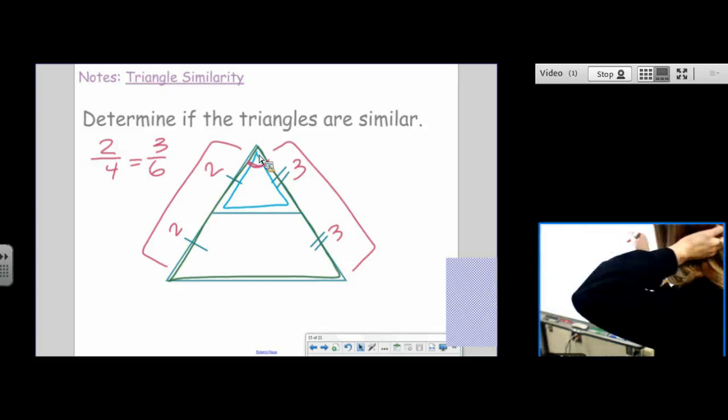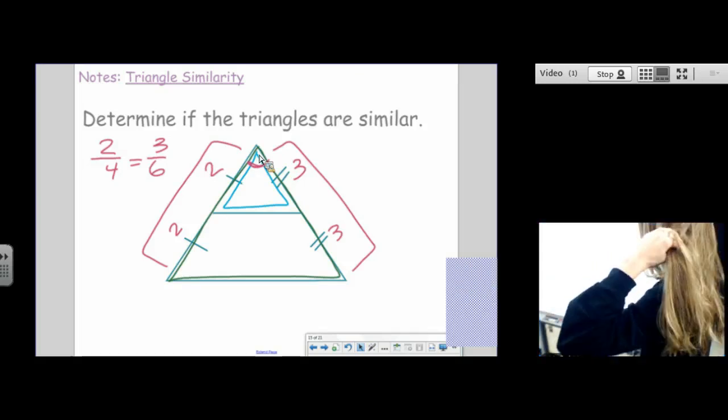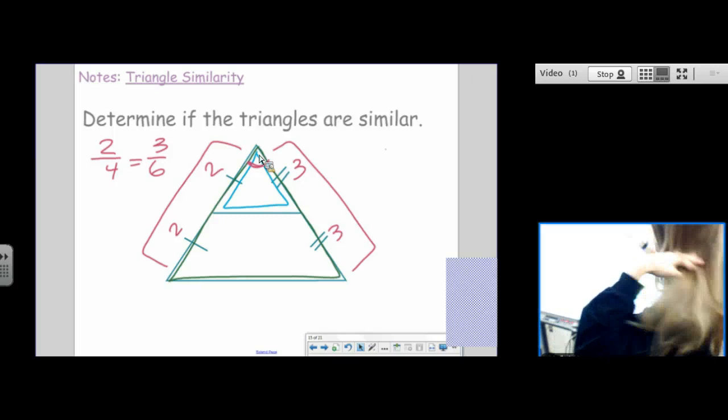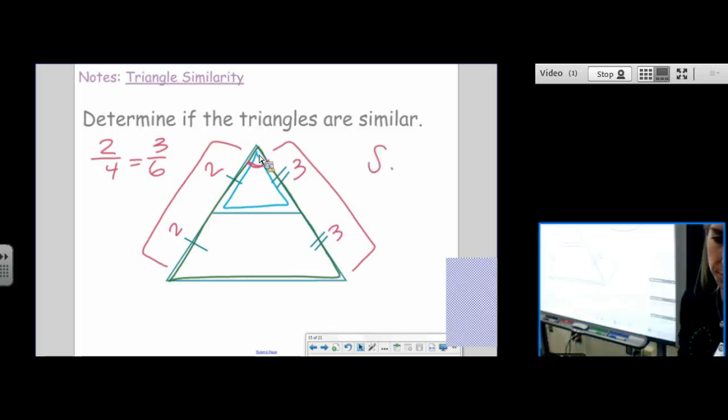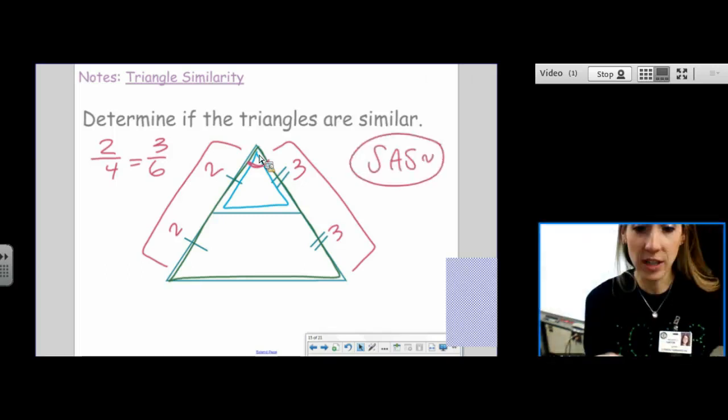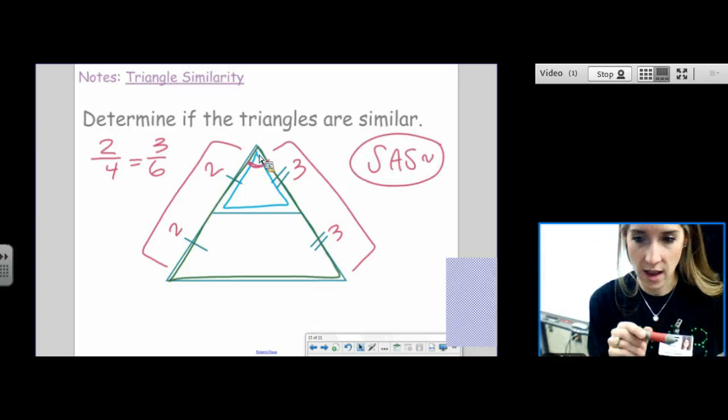So anyways, we get 1/2 both times. So you're right, this one is side-angle-side similarity. Good job. The tick marks are our sides, and then the shared angle is that angle.